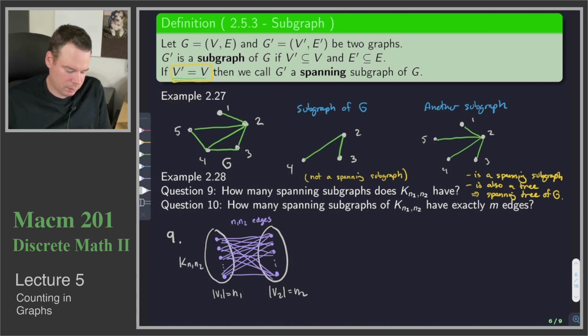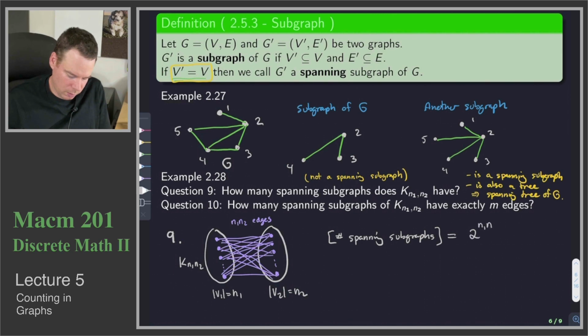How many spanning subgraphs does it have? Well, a spanning subgraph has to use all of the original vertices, and so there's really a question about which edges we can choose. So our choice is really about edges. It's about how many possible ways there are to choose edges to fill out your graph. There are n1 times n2 edges. Each one of them can either be used or not. So the number of spanning subgraphs is equal to 2 to the n1 n2.